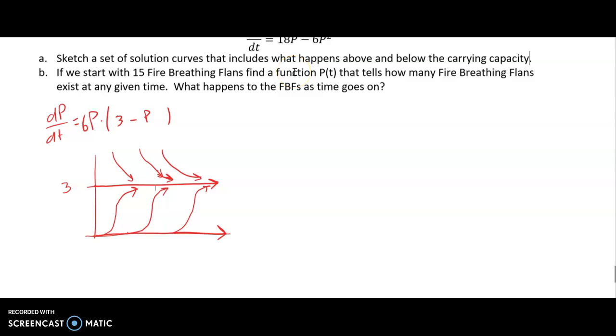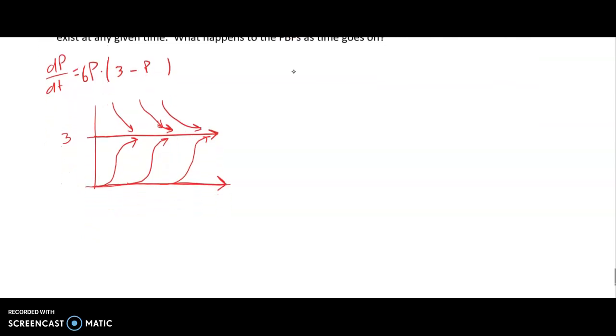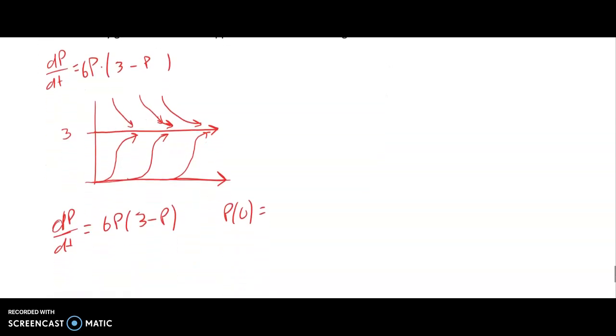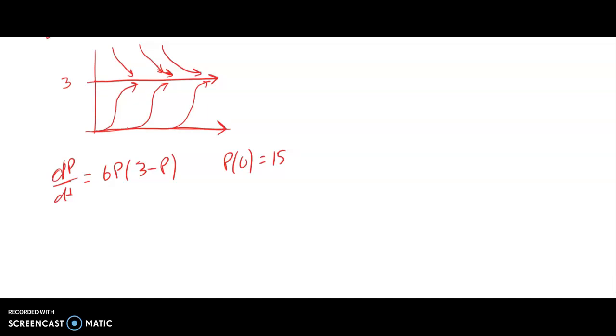Now we're going to do part B. So I'm going to start with dP over dt equals 6p, open parentheses, 3 minus p. And I know p of 0 is equal to, what did we say up here? We start with 15 of them. So we have to do some separation of variables here. And this is a particular problem where there are many, many places where we can do things in an easier or more difficult way. So I'm going to try and take the easiest route whenever we can.